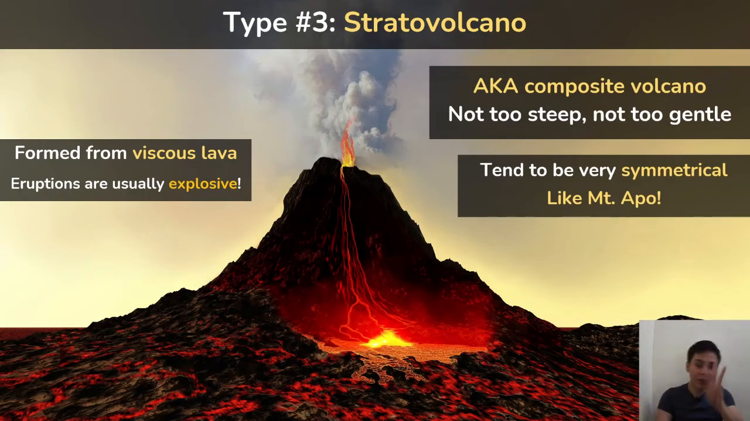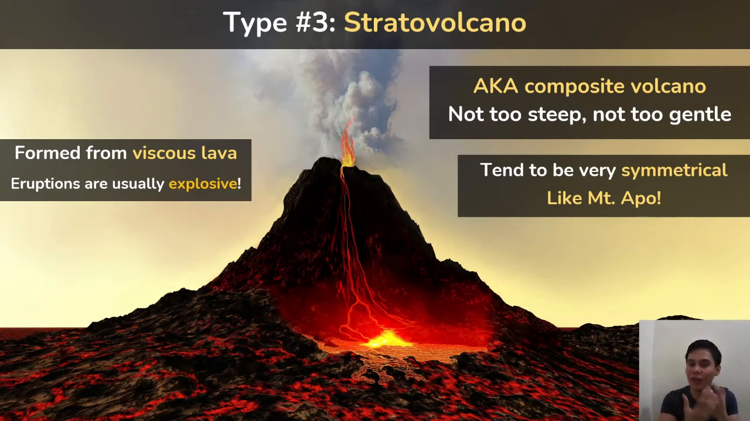Now, type number 3 is a stratovolcano, also known as a composite volcano, because it's made of both solidified rock, like in shield volcanoes, as well as cinder fragments, like in cinder cone volcanoes. So both of them in equal amounts. So in composite volcanoes or stratovolcanoes, because of the composition, they are not too steep and not too gentle in slope, and they tend to be very symmetrical, like Mount Apple, because of how they form.